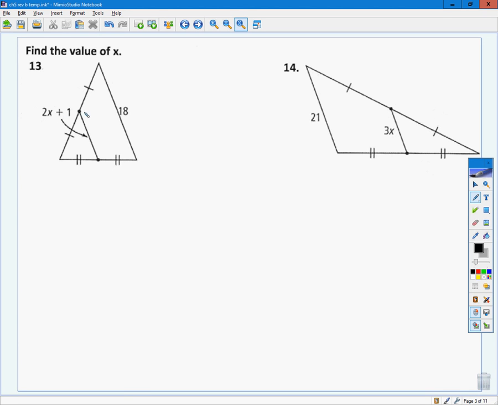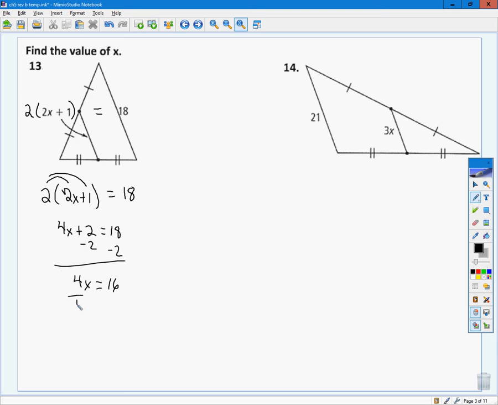The 2x plus 1 is a midsegment. A midsegment is equal to half of the base. We don't typically like to take half of something, so it's much easier to say it takes 2 of these midsegments to be equal to the base. So I have 2 times 2x plus 1 is equal to 18. I'm going to distribute the 2 through the parentheses. 4x plus 2 is equal to 18. Subtracting 2, 4x is equal to 16. Dividing by 4, x is equal to 4.